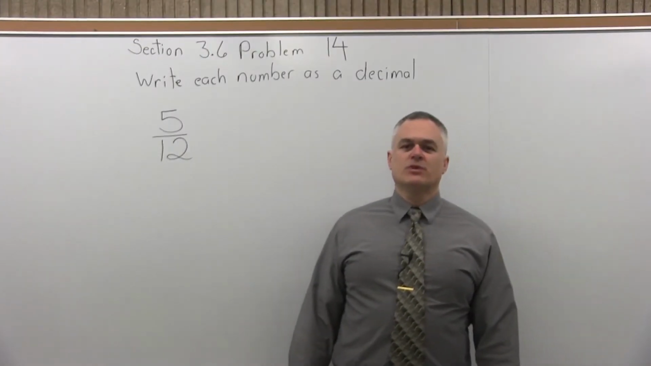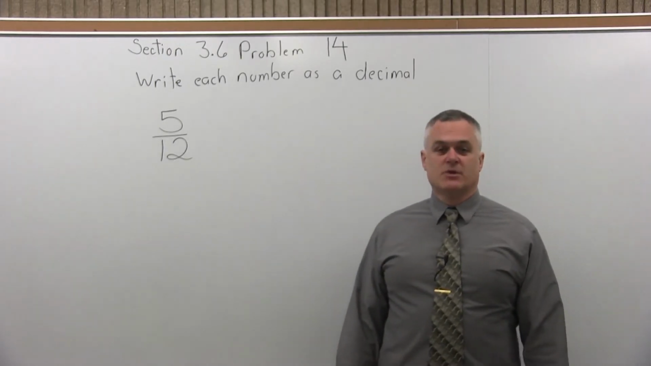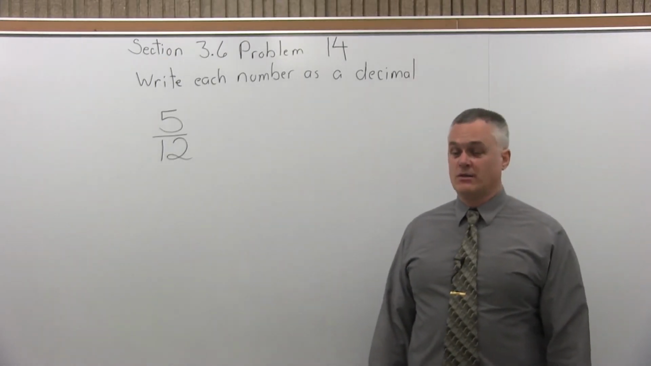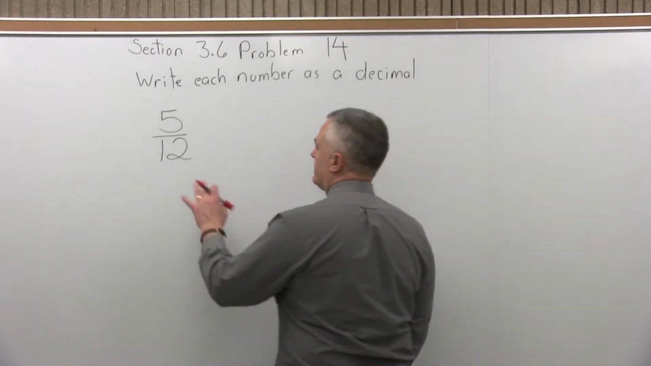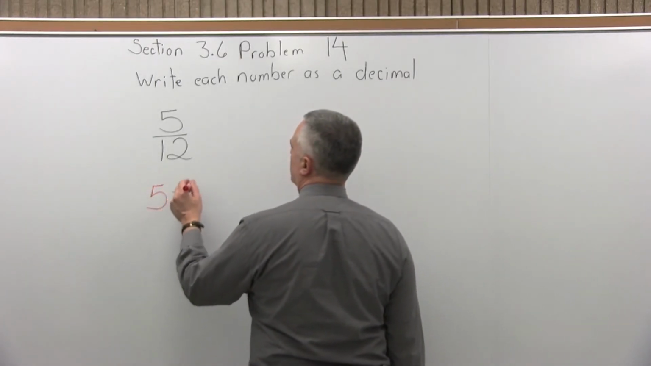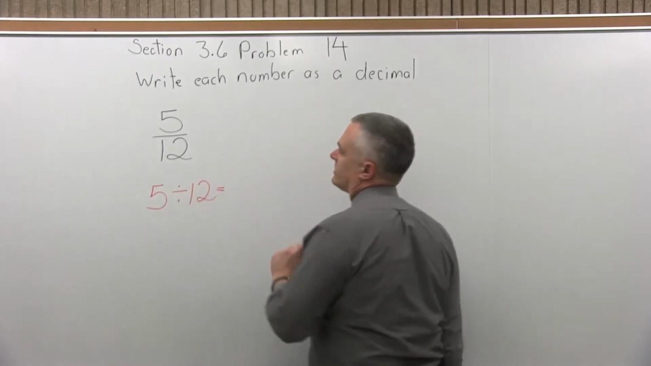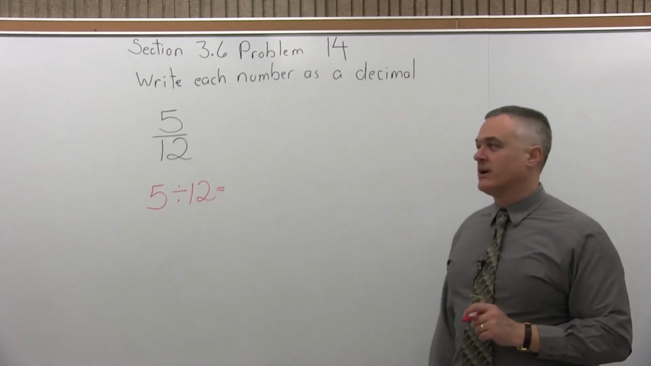This is Section 3.6, problem number 14. It says write the number as a decimal, and we have 5/12. So with any of these, write it as a decimal. If you have the use of a calculator, just do the numerator divided by the denominator equals, and the calculator will give you the decimal answer right away.